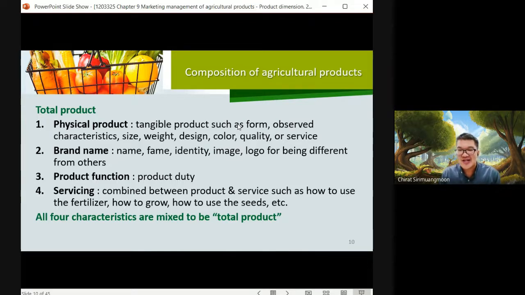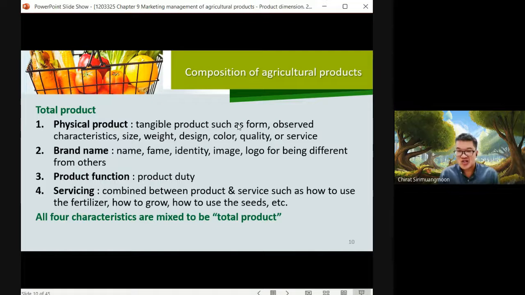So total product includes, first, the physical product, which is tangible. You can touch it, you can see the size, the weight, the design, the color, the quality, and the service. Then the brand name. The brand name is also one part of the total product. It can be a name or an image or a logo. Any form it can be is the brand name.